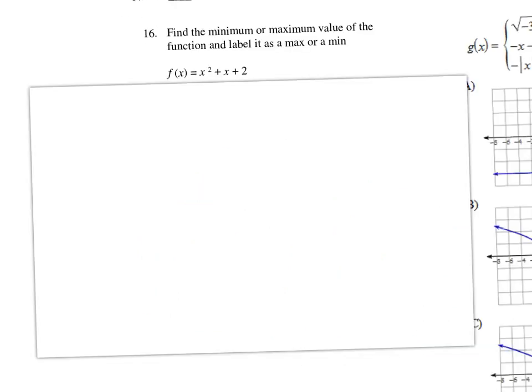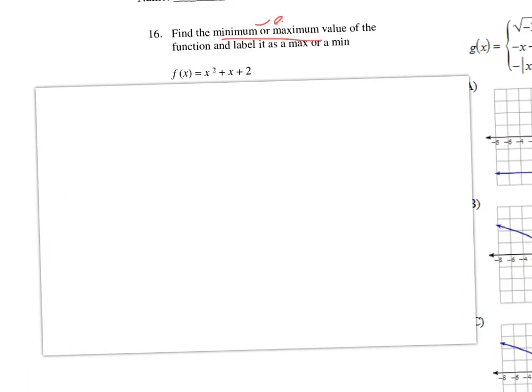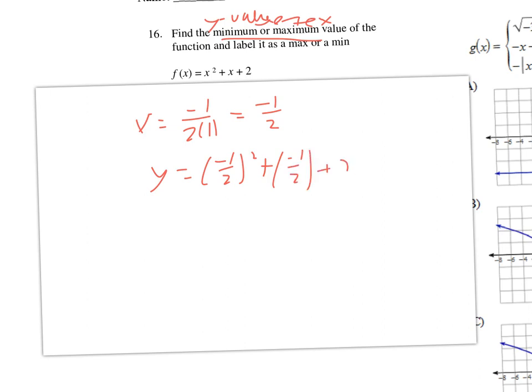All right, next up, number 16 asks for the minimum or maximum value. So either way, that's always talking about the vertex, and it's actually also talking about the y value. So I've got to find that. So I could say x equals negative b over 2a. That's negative 1/2, and so y equals negative 1/2 squared plus negative 1/2 plus 2. So I need to square that first. That's going to be 1 over 4. And I'm going to go ahead and build a common denominator right now. So I'm going to make that 2 over 4, and I'm going to make that 8 over 4. And so this will be 7 over 4.